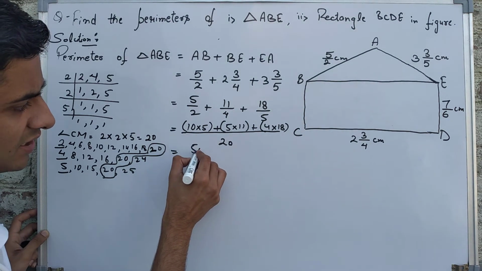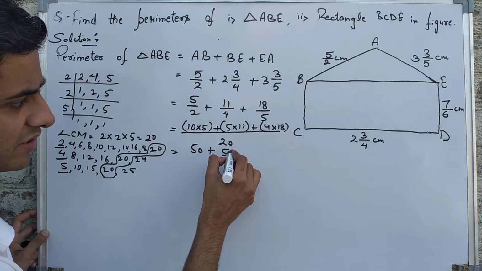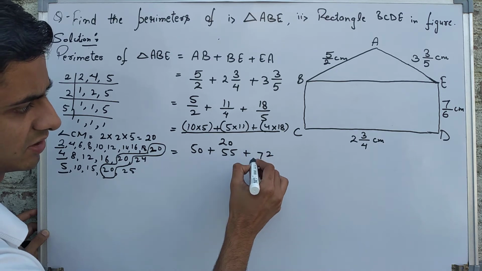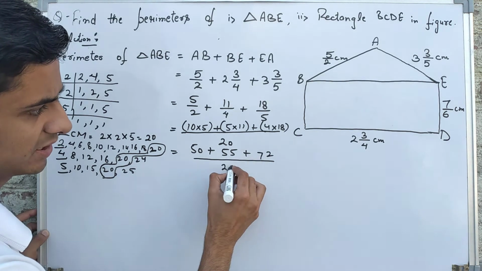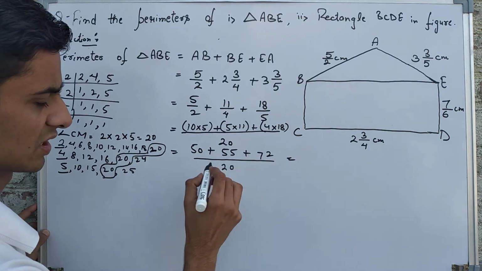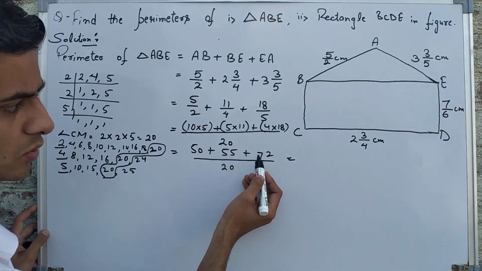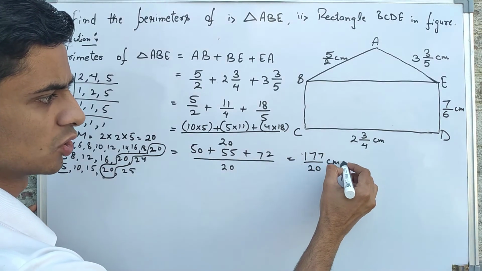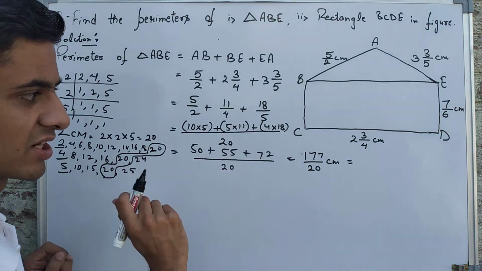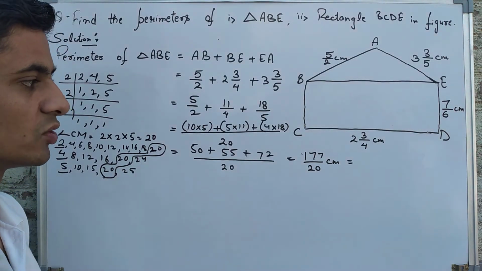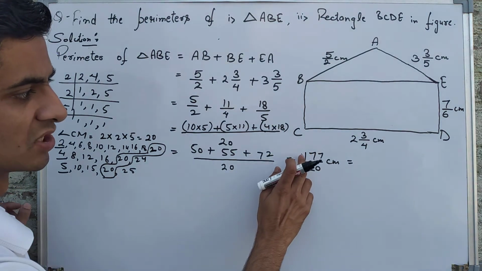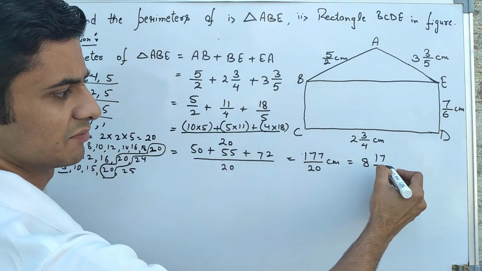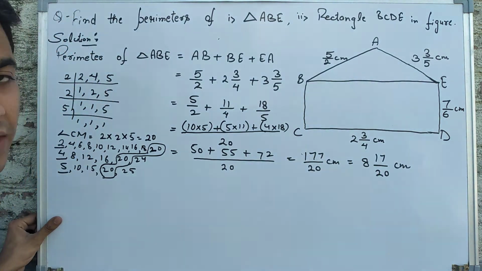10 5s are 50, 5 11s are 55, 4 18 4s are 72 upon 20. It gives you 50 and 50, 100, 170, 175, 177. 177 upon 20 centimeters. Or if you want to convert it into a mixed fraction, to compare, it is easier to convert into a mixed fraction. So 177 upon 20: 8 20s are 160 and 17 remains as remainder. So this is the perimeter of the triangle.